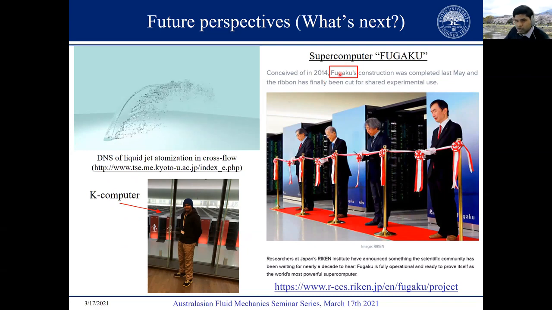Maybe you have already heard about this because it has been in the news recently. It started operation on March 9th, so that's last week's Tuesday. And now we are using this supercomputer to perform these kinds of large-scale simulations, and we have already planned some large-scale DNS simulations. At the moment, Fugaku is the fastest supercomputer in the world.